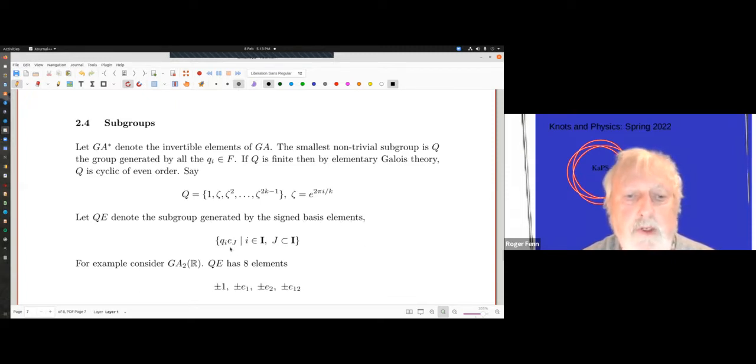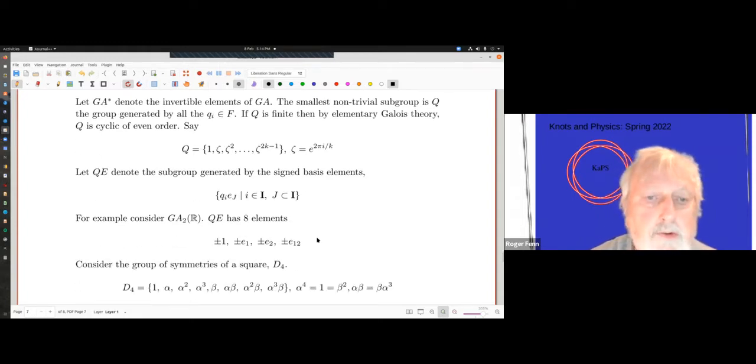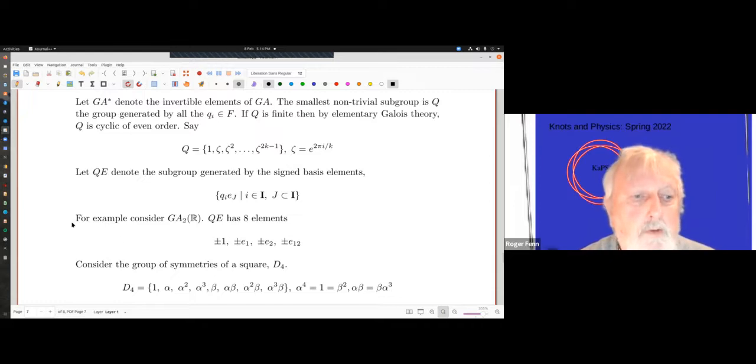So if you take Qi being one of these things, Q and EJ, this is a monomial product. You get another group, and this is where I got it slightly wrong last time. For example, consider GA2 of R.